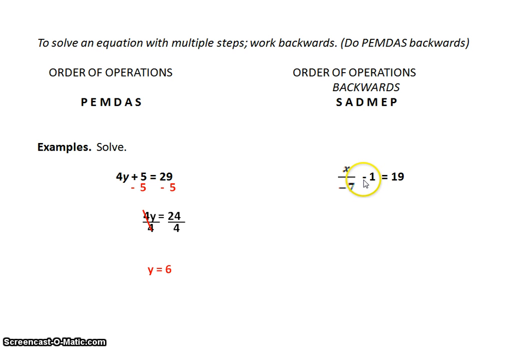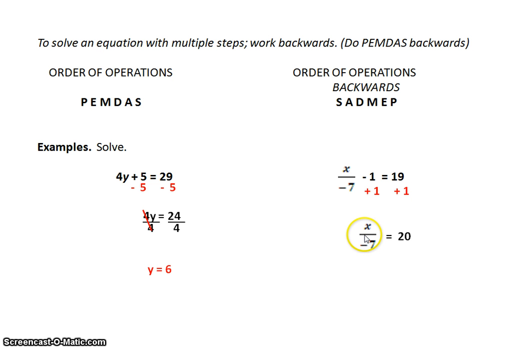So how would I undo subtracting 1? I'd simply add 1 to the left-hand side. I can do that as long as I add 1 to the right-hand side. These will cancel out. On the left-hand side, I will be left with x divided by negative 7. And on the right-hand side, 19 plus 1 equals 20. On the left-hand side is our variable. What math is happening to the variable x? It's being divided by negative 7.